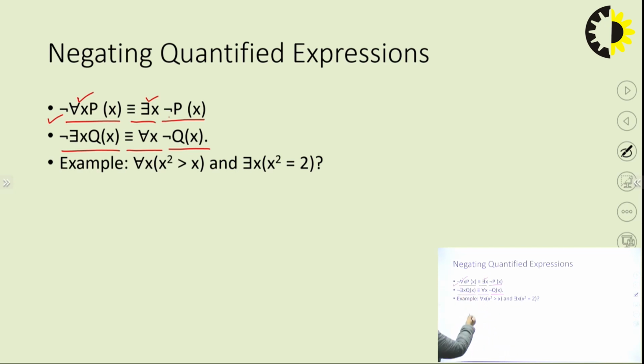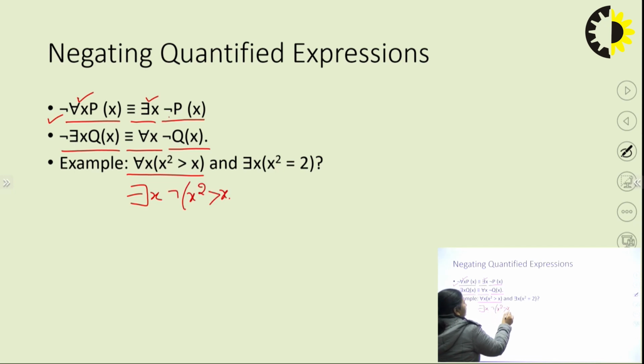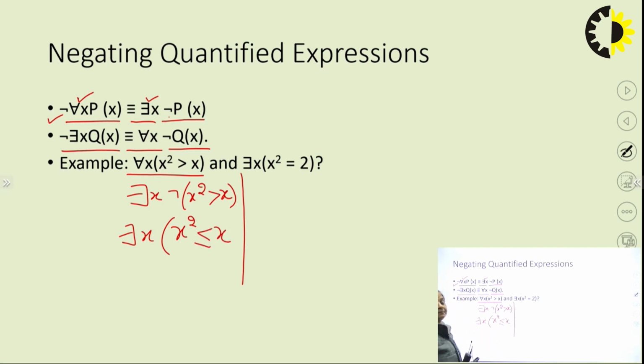We can write it like we have taken an example. So, if I have to take negation of for all x, x square is greater than x, it will become there exists x, not of x square is greater than x. What does it mean? It means there exists x such that x square is less than or equal to x. There is x, what we said, not of x square is greater than x. It means for some value, x square is less than or equal to x.